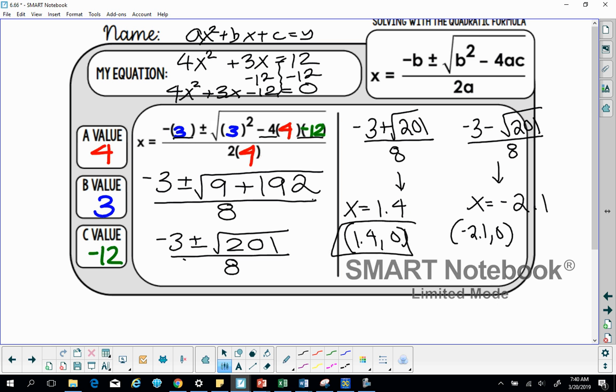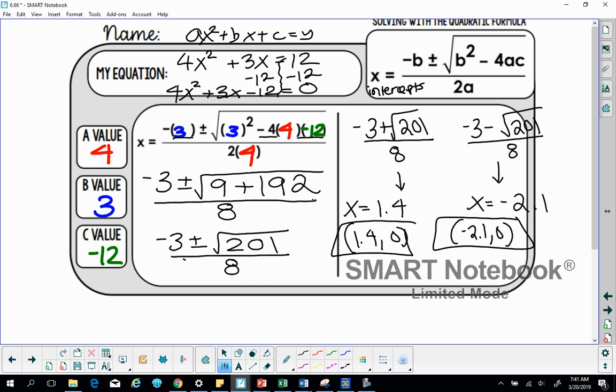Make sure you understand that because some people just write it as a point, like 1.4 comma negative 2.1. But those two are my roots, my zeros, my x-intercepts. That's why it has x right here. It stands for your x-intercepts. Does that make sense?